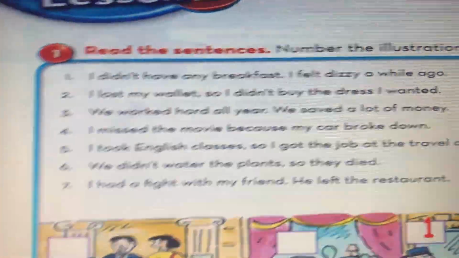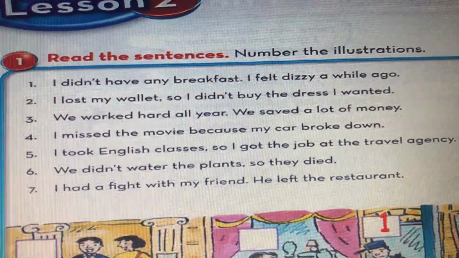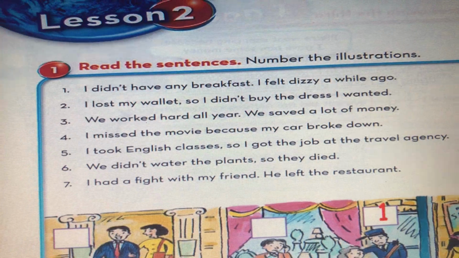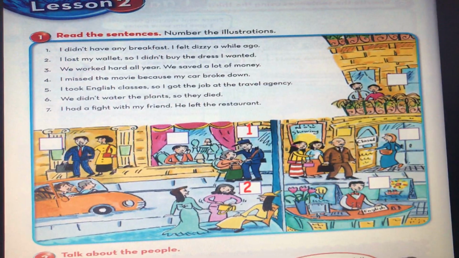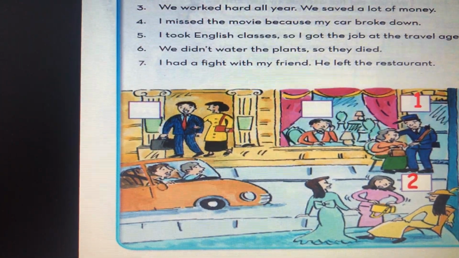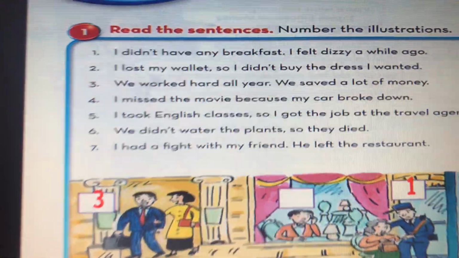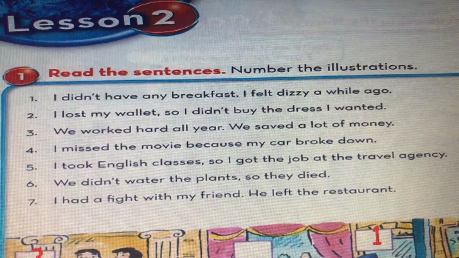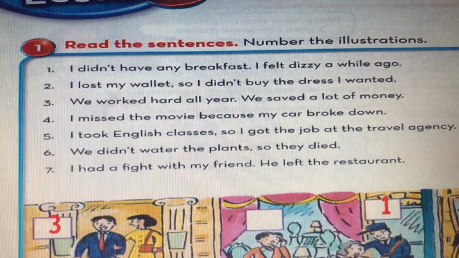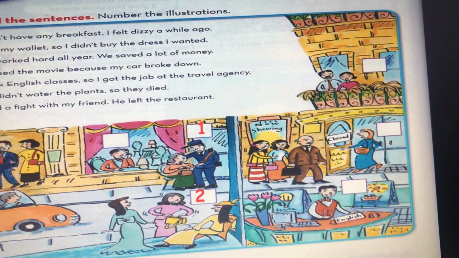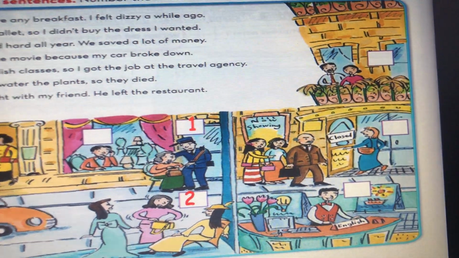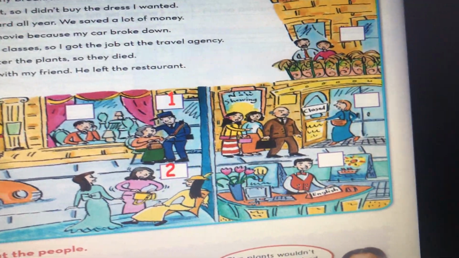Let's move to number 3. We worked hard all year. We saved a lot of money. Yes, the man and his wife. 4. I missed the movie because my car broke down. Look for the movie. Where is the movie theater, the movies? Yes, this.